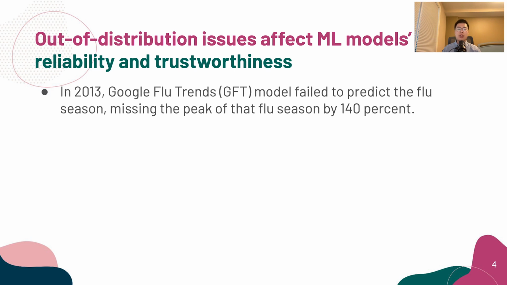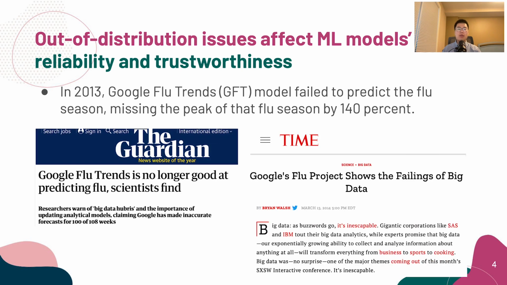For example, in 2013, Google Flu Trends model failed to predict the flu season, missing the peak of that flu season by 140%. One of the biggest reasons behind such failure is that Google's model failed to make correct predictions when user search behavior had changed. This is a typical type of data distribution shift.